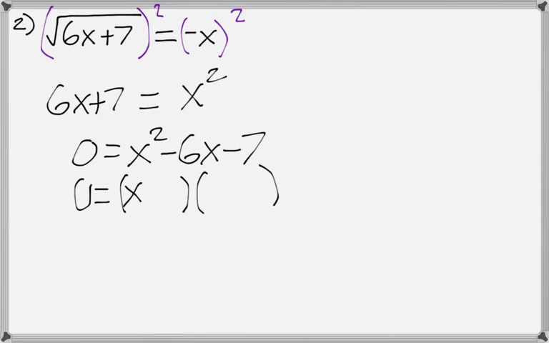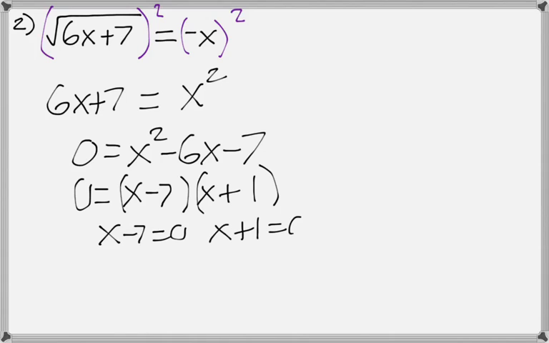So I could put x and x, and what two numbers multiply together to give me negative 7, but add together to give me negative 6? And that'll be negative 7 and plus 1. So then I can set each of these equal to 0 and then solve.